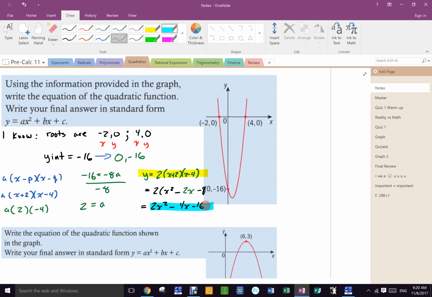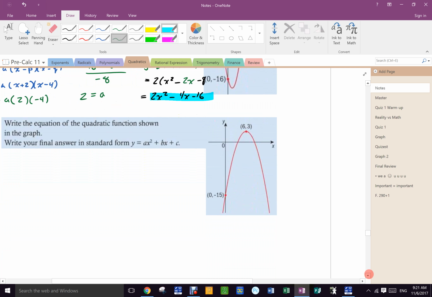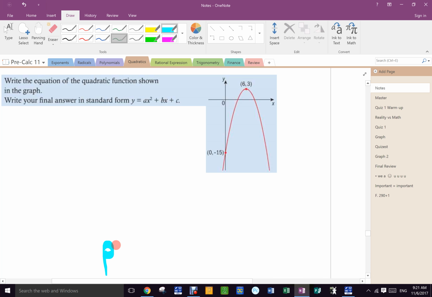You are going to work on 111 to 113 for homework, starting now. And that is 8, 9, 10 questions. Remember, page 110 is very helpful.